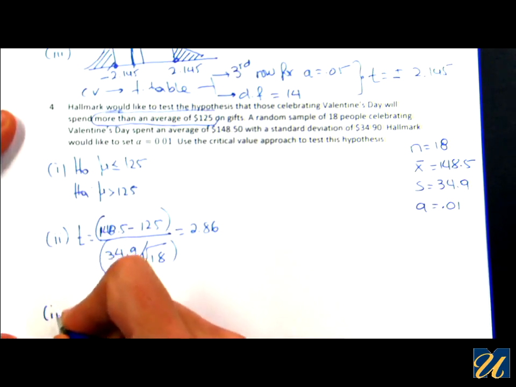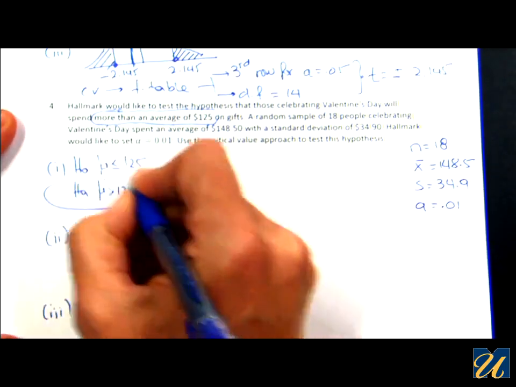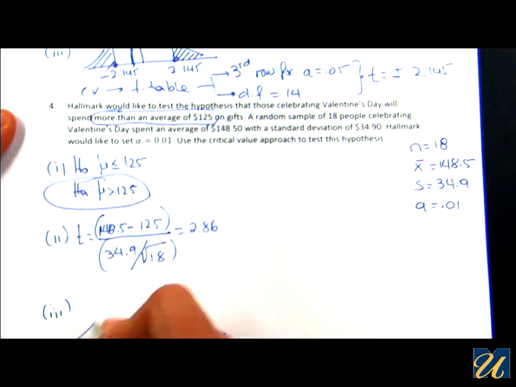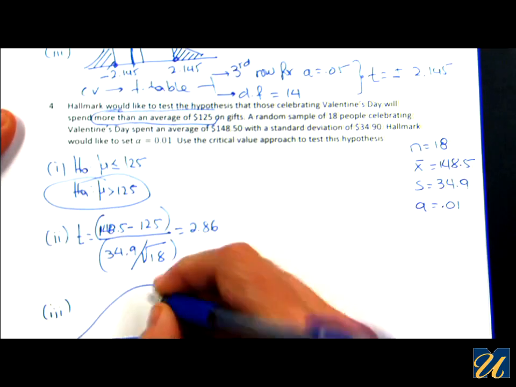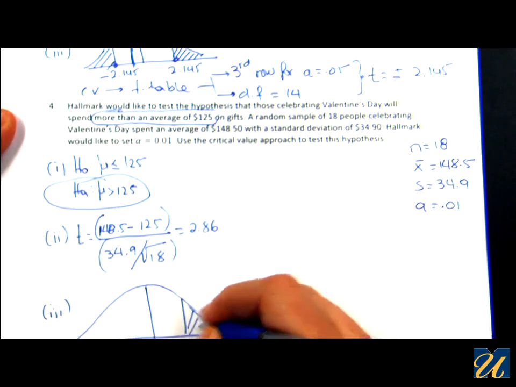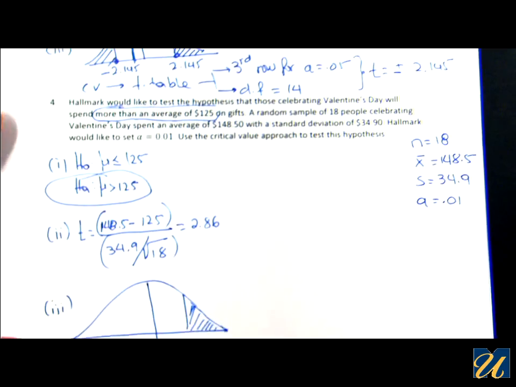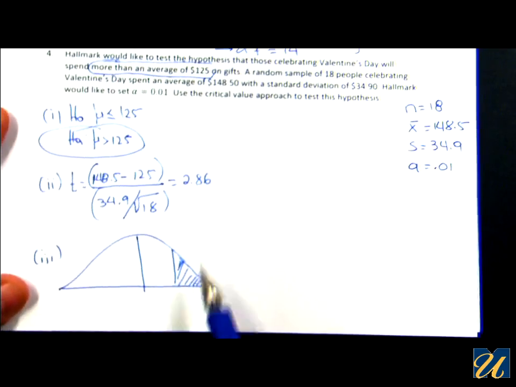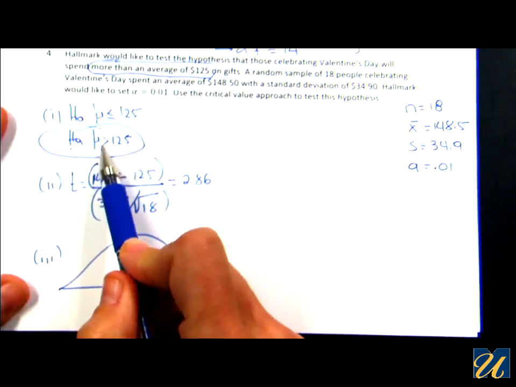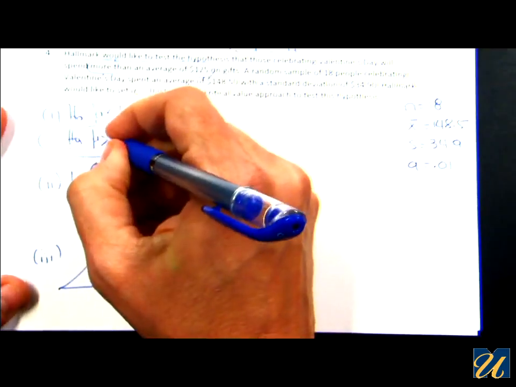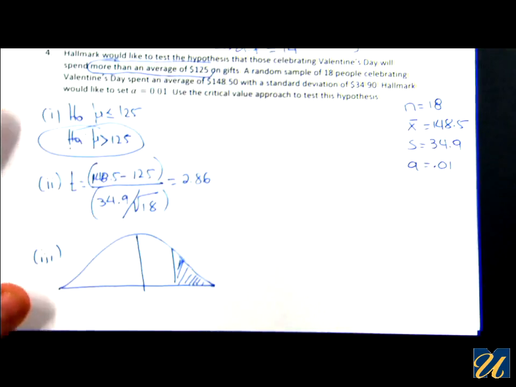We have a one-tail test. We check the alternative. A one-tail test upper. That means the rejection area will be to the right. And again, I know that it's going to be right because the alternative has mu greater than. We always check the sign of the alternative hypothesis.